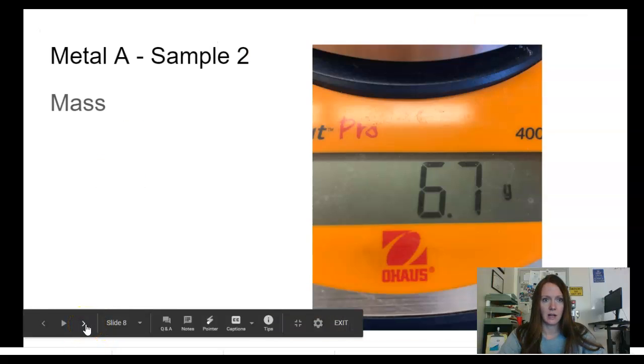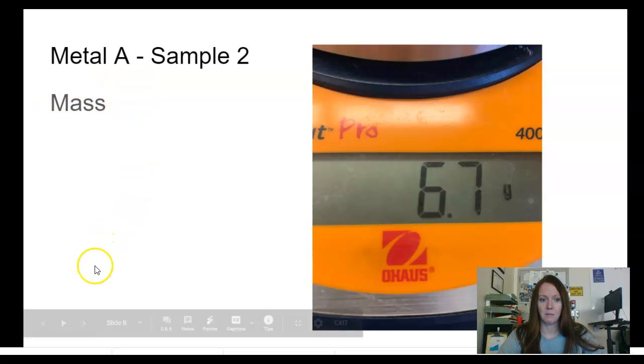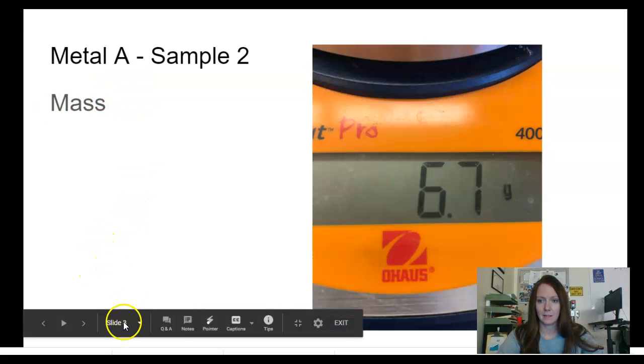So here I have metal A. This is the same type of metal, but it's a different sample. I had a smaller sample of what I think is the same metal. And you're going to go ahead and record the mass. Take your time to do that. If you need to pause the video at any time, please do.